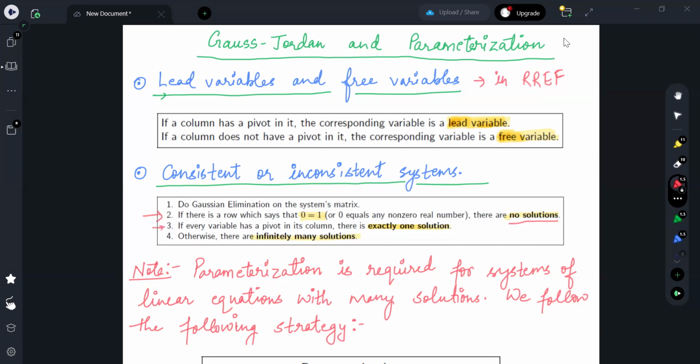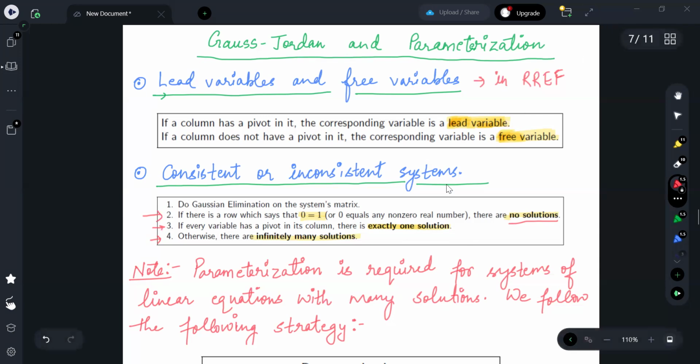Number 3 tells you if every variable has a pivot in its column, then there is exactly one solution. We solved a question like this in the last video. In today's video, I'll focus more on a system which has infinitely many solutions, where there will be columns which will not have a pivot. For these types of problems, for number 4, for systems which have more than one solution, we will need to introduce parameters for the free variables.